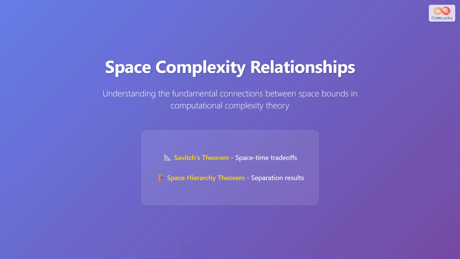Let's explore space complexity relationships. In this module, we will understand the fundamental connections between space bounds in computational complexity theory. We'll cover Savitch's theorem, which deals with space-time trade-offs, and the Space Hierarchy Theorem, which provides separation results.